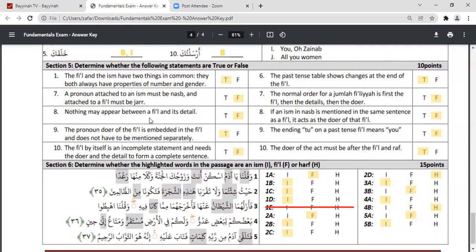Nothing may appear between a fail and its detail. No, this is also a false statement, because between a fail and its detail, yes, they can have a long distance relationship, if you remember from the past sessions.